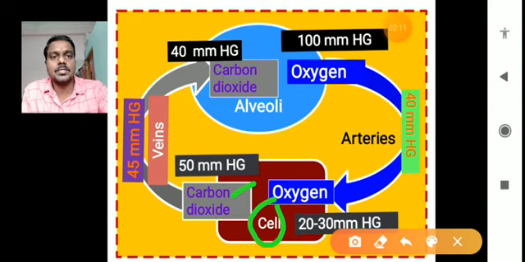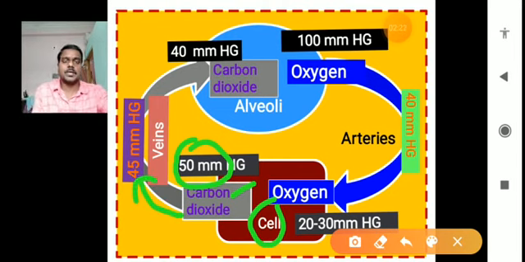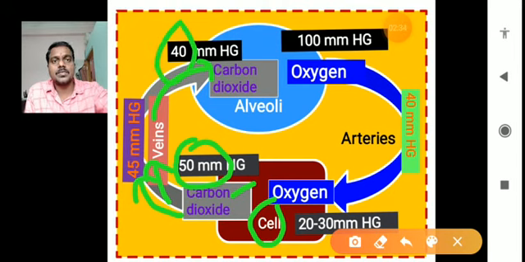That carbon dioxide is present at a high partial pressure of 50 mmHg. From this 50 mmHg, 45 mmHg is present in the veins, then the carbon dioxide is released into the veins, and through the blood it is also released into the alveoli. In the alveoli only 40 is present, in the veins 45 mmHg is present.